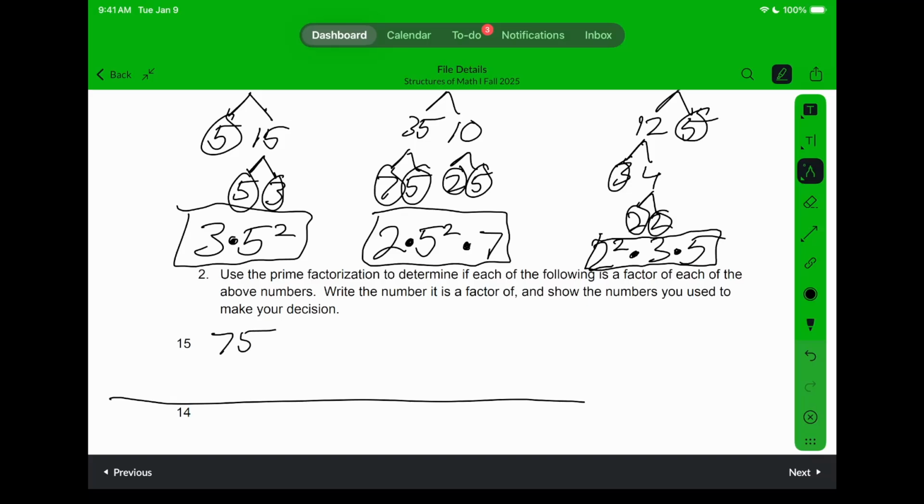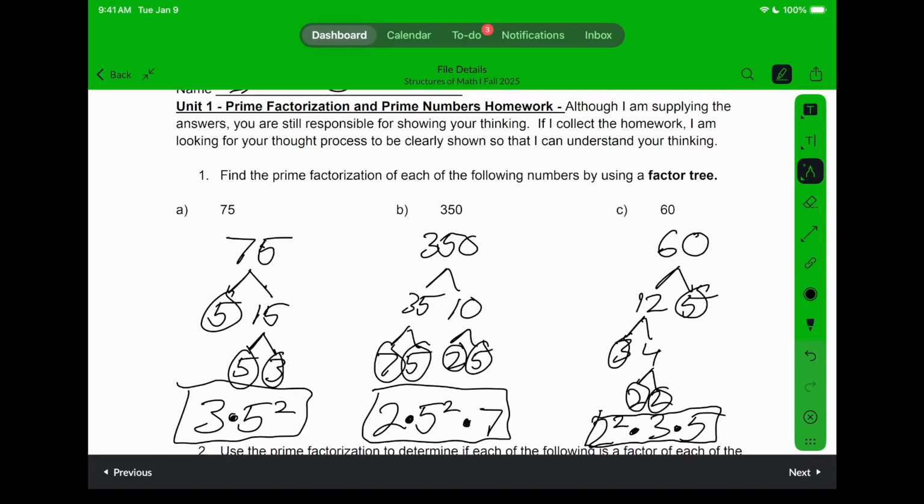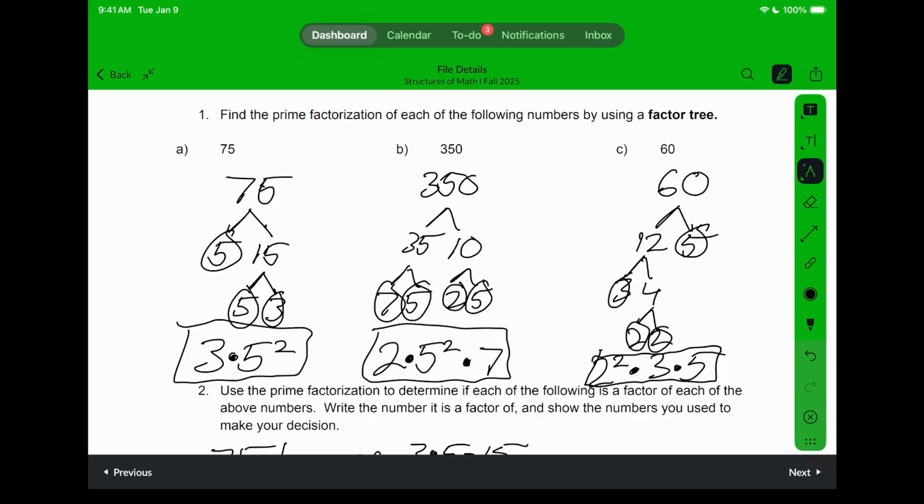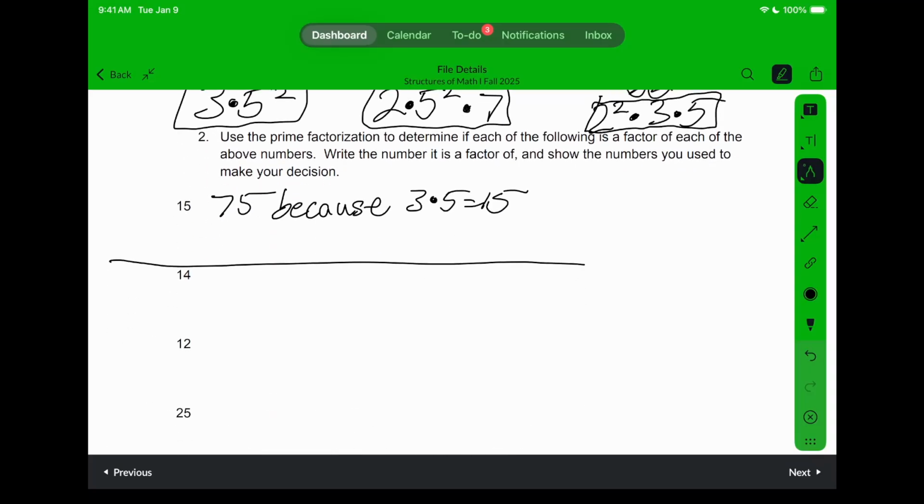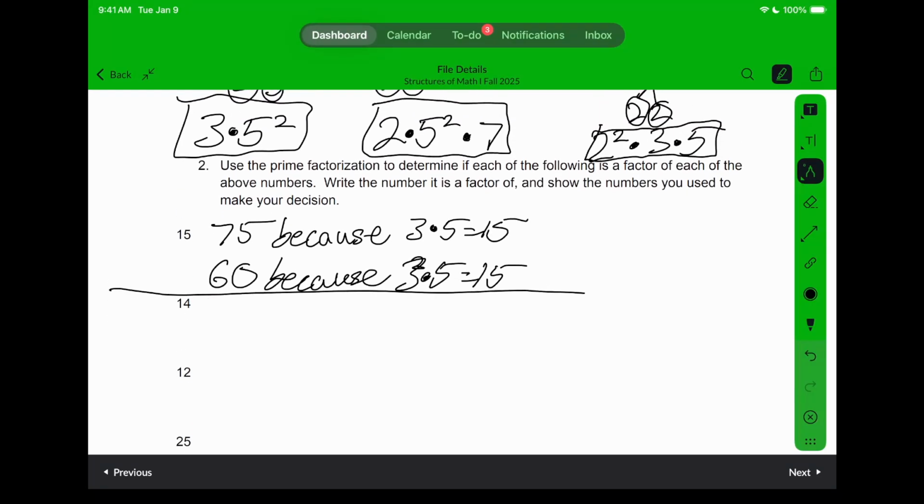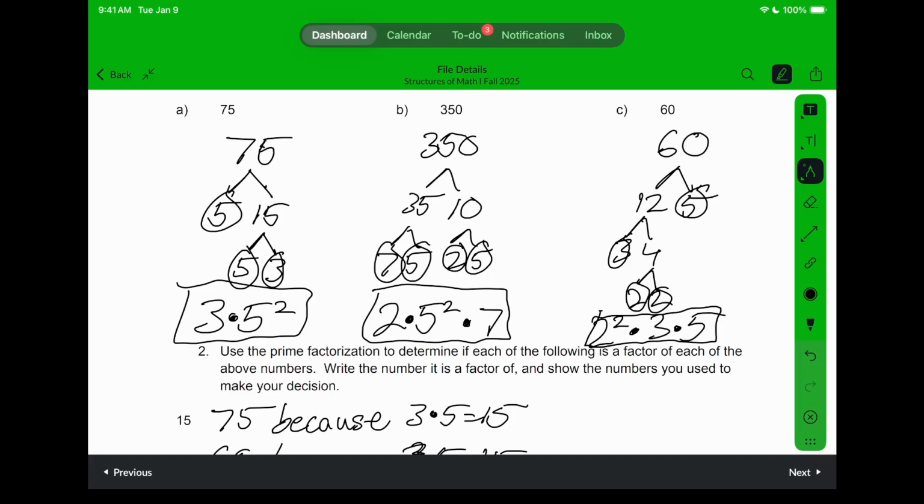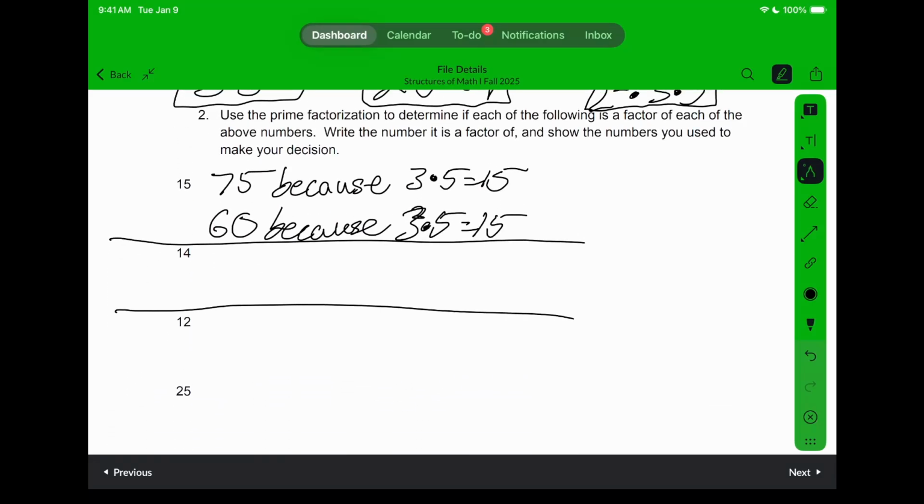So we can write 75, and we know this because we have 3 and 5. 3 times 5 equals 15. Same with 60. 60, we also have a 3 and a 5. So 60, because 3 times 5 equals 15. That's the whole gist. So next up would be 14.